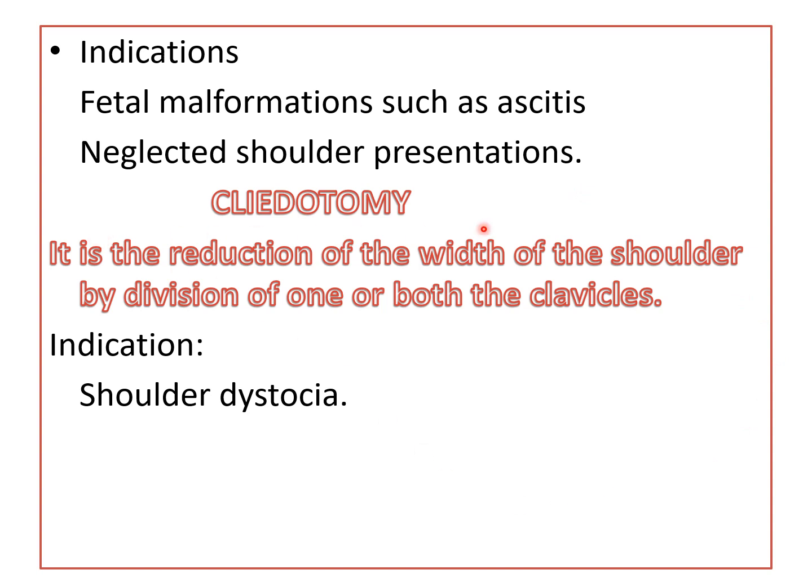And the last one is cleidotomy. It's a reduction of the width of the shoulder by division of one or both clavicles. By cutting the clavicles, we are reducing the shoulder diameter. This we can do in the case of shoulder dystocia.